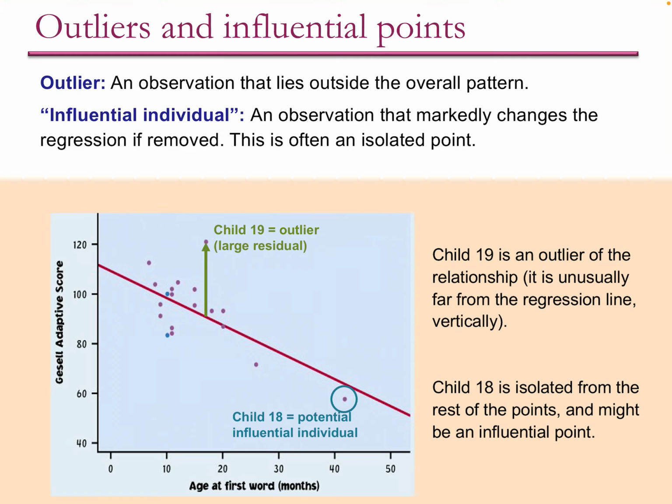An influential data point is a data point or an observation that can dramatically affect the regression line, the slope of it, if it's removed. So we'll see what I mean by that in a minute. An outlier doesn't necessarily do that. It wouldn't necessarily strongly change the slope of the regression line if you remove it. An influential data point generally will.